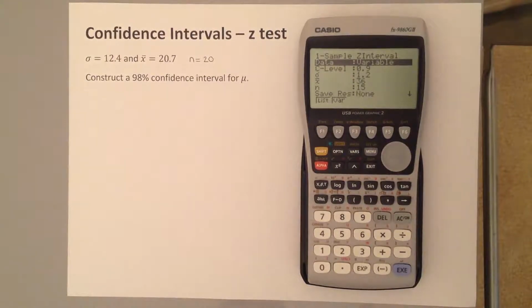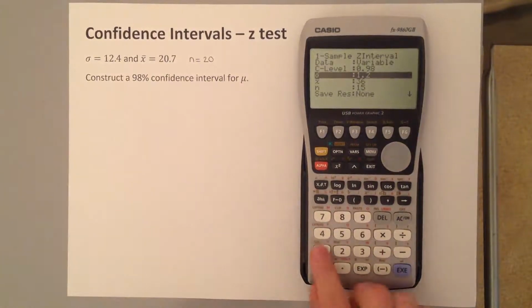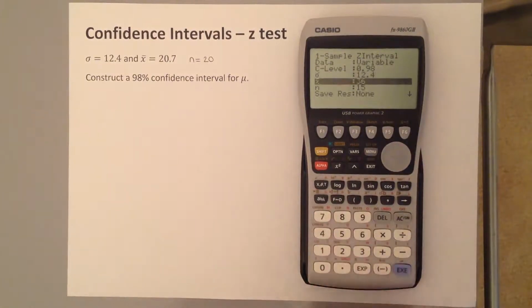And we're going to type in the various bits of information. So the first thing is the confidence level. In the question I've got here, I want 98%, so I'm going to put 0.98 in. The standard deviation, which is 12.4. The X bar value, which is 20.7. And our N in this case is 20.